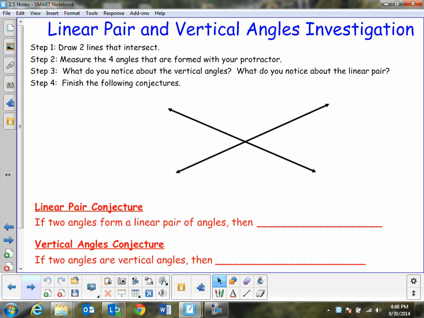Okay, so this investigation has 4 simple steps. It's the linear pair and vertical angles investigation. So I want you to actually pause this video and try to do these 4 simple steps and figure out what you notice about the vertical angles and the linear pairs. Go ahead and pause it and try to do this on your own.